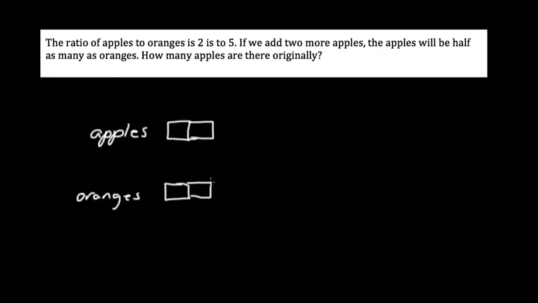Okay, we are now down to our last problem. The ratio of apples to oranges is once again 2 is to 5. So if we add 2 more apples, the apples will be half as many as oranges. How many apples are there originally? So let's draw the ratio again. So the situation here is this. If we add 2 more apples, the apples will be half as many as oranges. Okay?